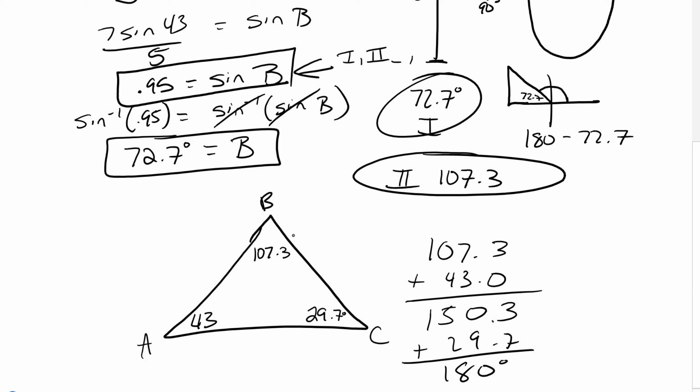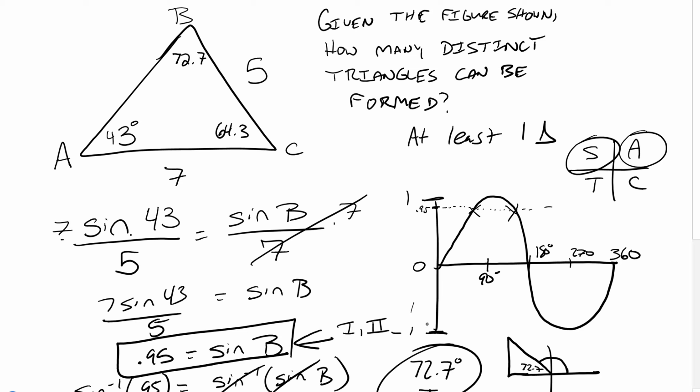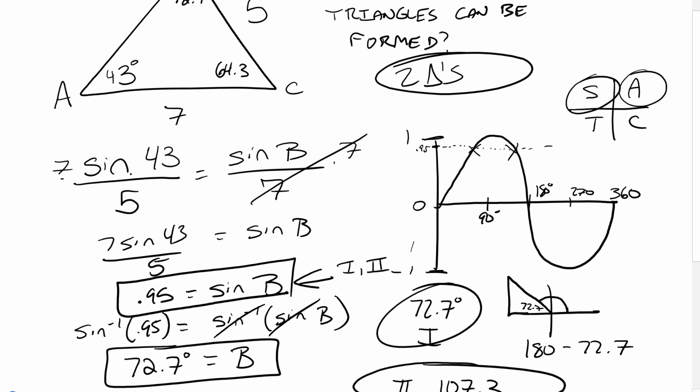So it's possible that angle B could also be 107.3. In this case, we had at least one, and we were able to get a second one. That tells us we get two distinct triangles.